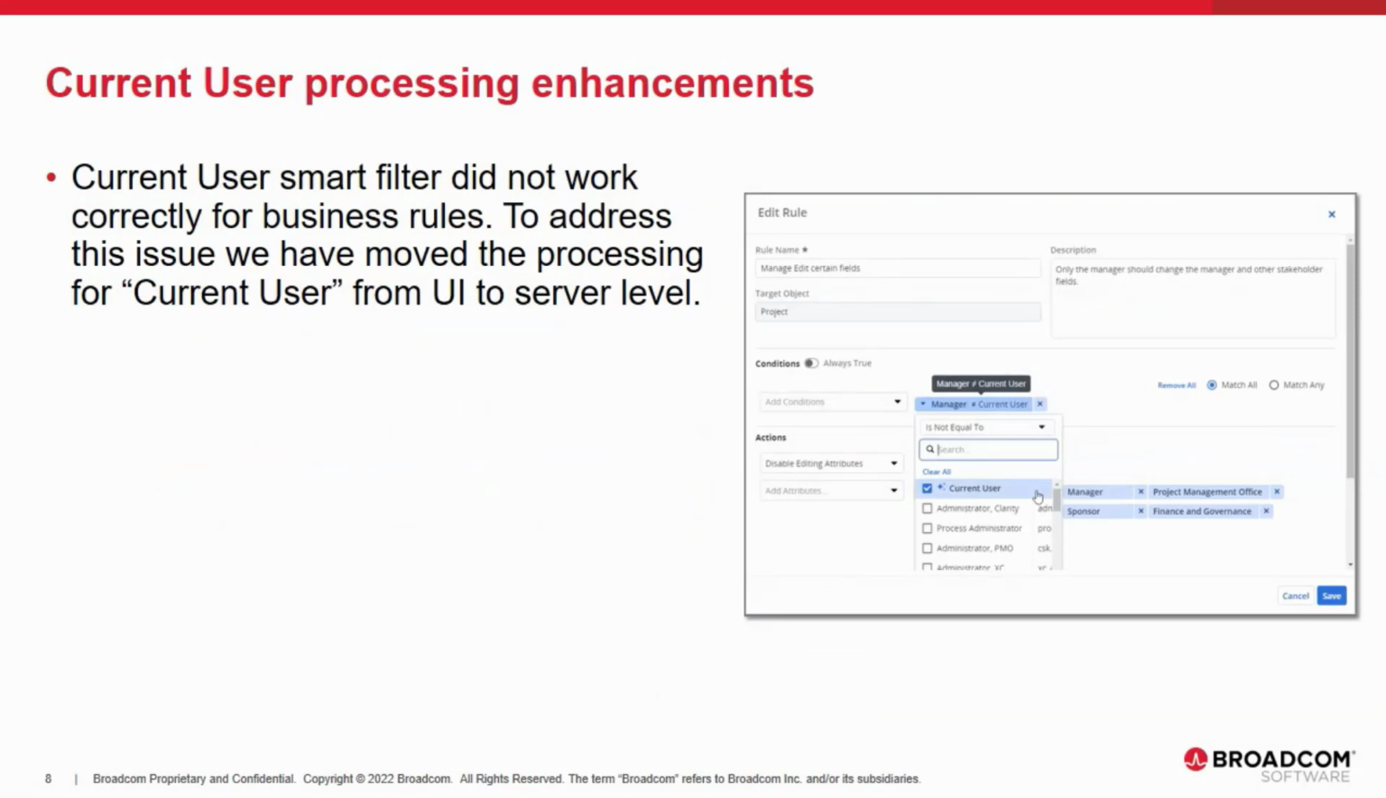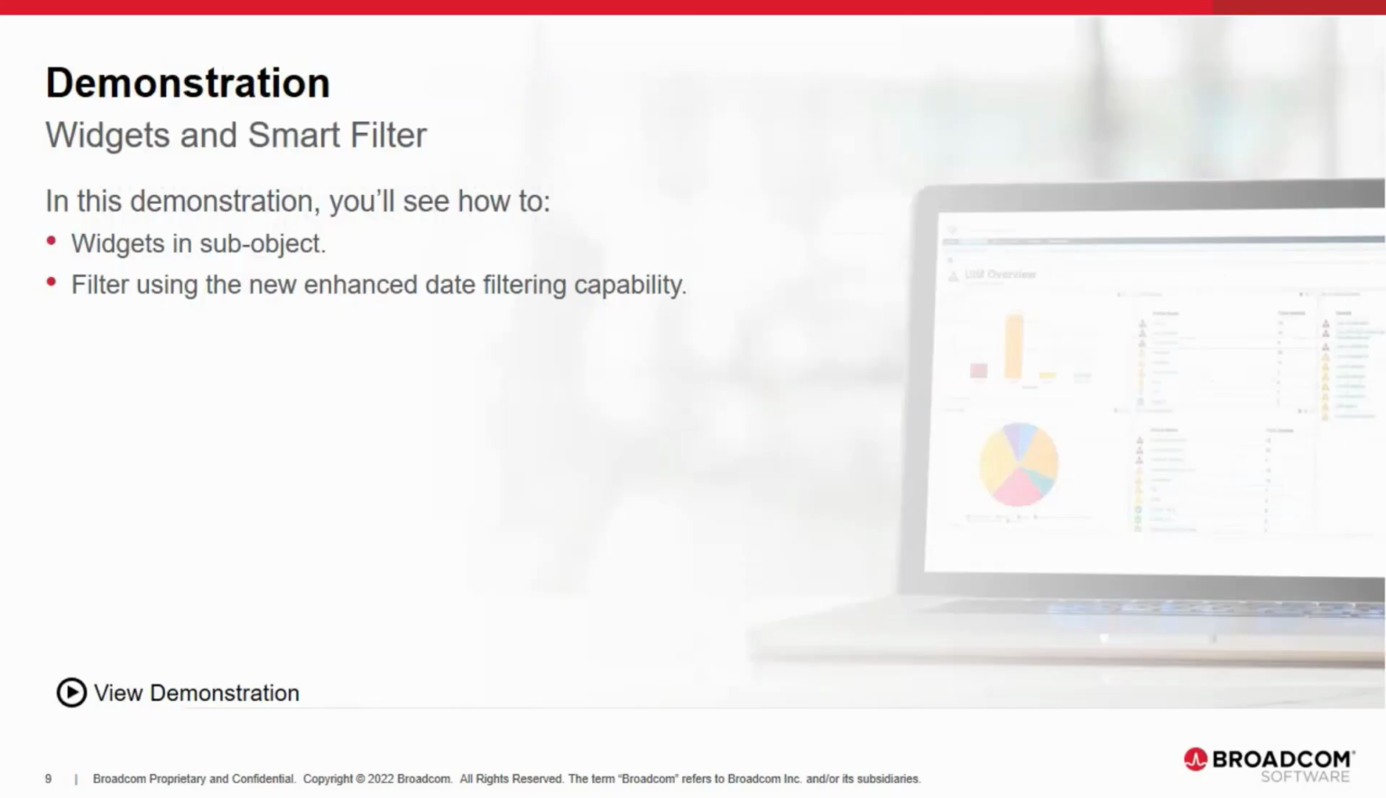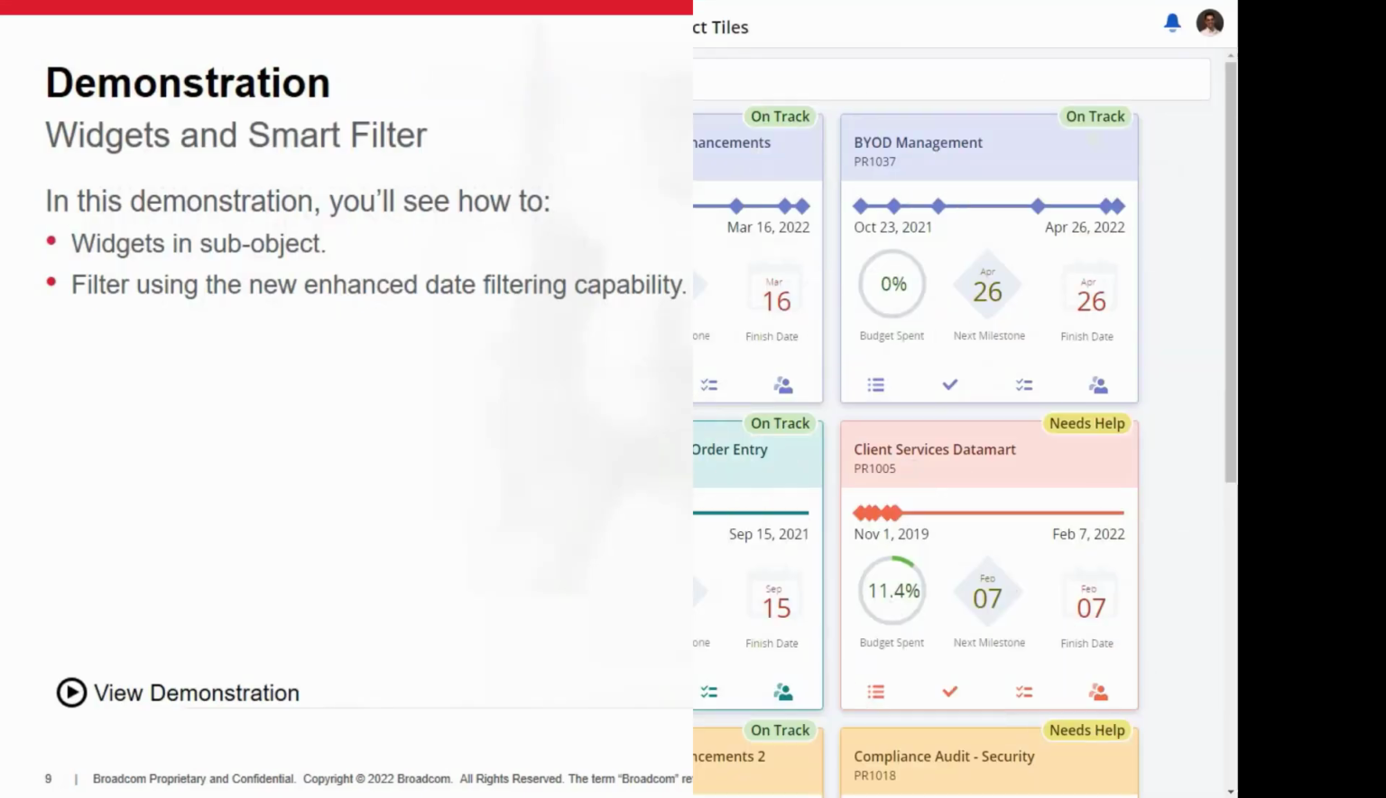The current user processing has been enhanced to move the processing for the current user on the server side. This allows it to work better for the business rules. This addresses a defect that was there where the current user was not working correctly for business rules. All right, with that, let's see the product in action.